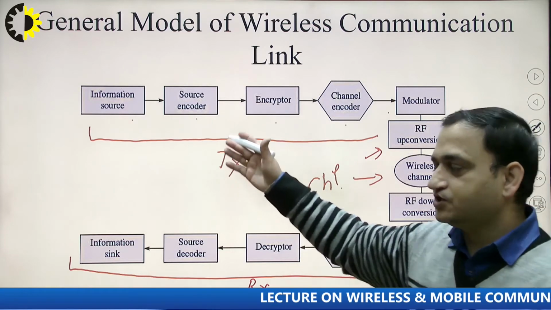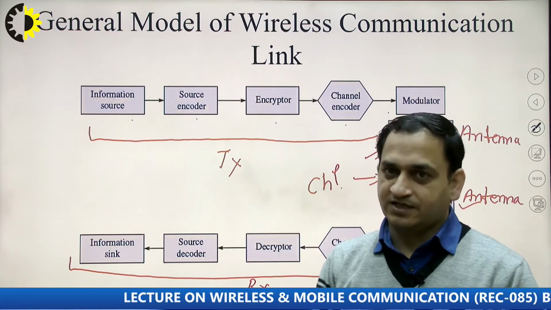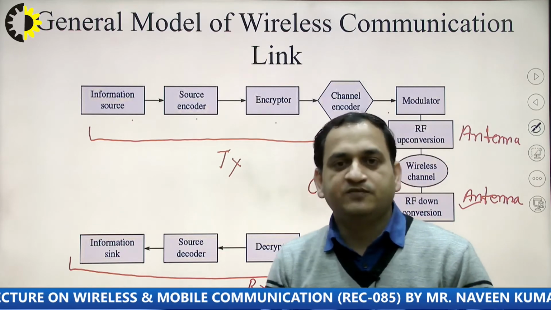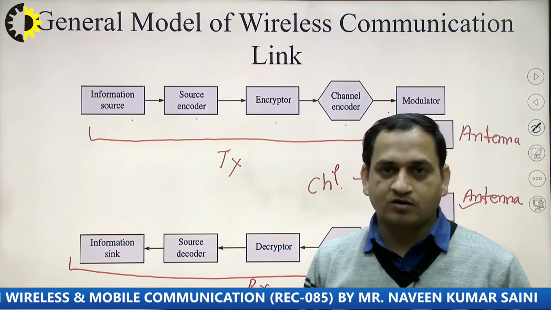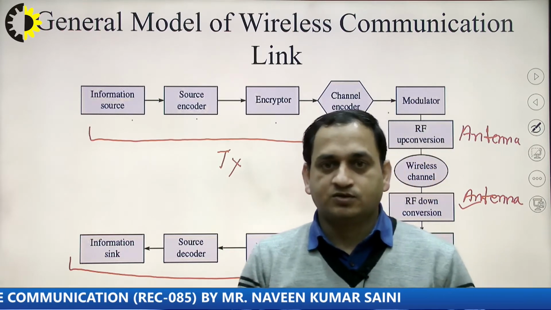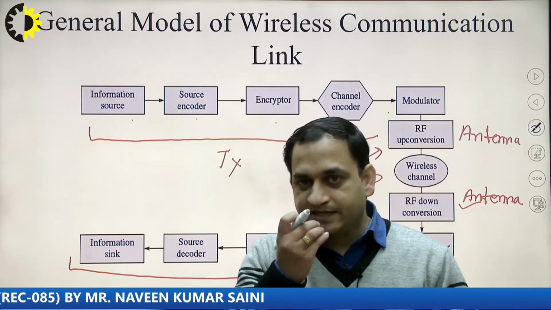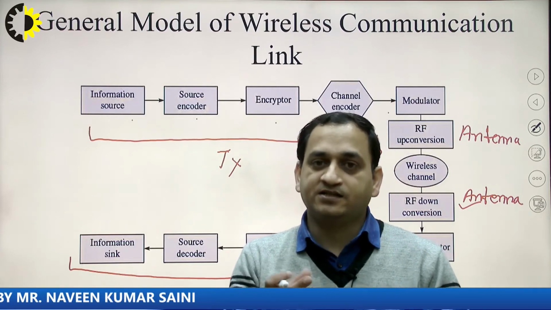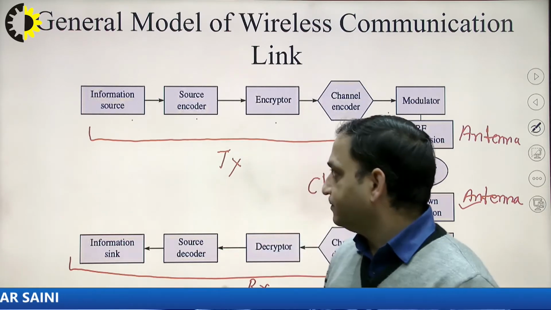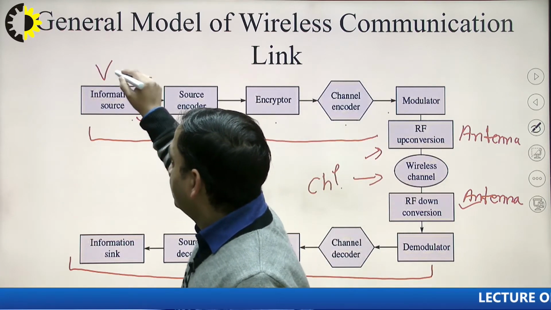We will discuss each and every block on the transmitter side, the channel, and the receiver side. First is the information source. This information source is the signal or the information, just like our voice, as I have given the example. This voice is the signal we want to send through the transmitter, and this same voice must be received at the receiver.